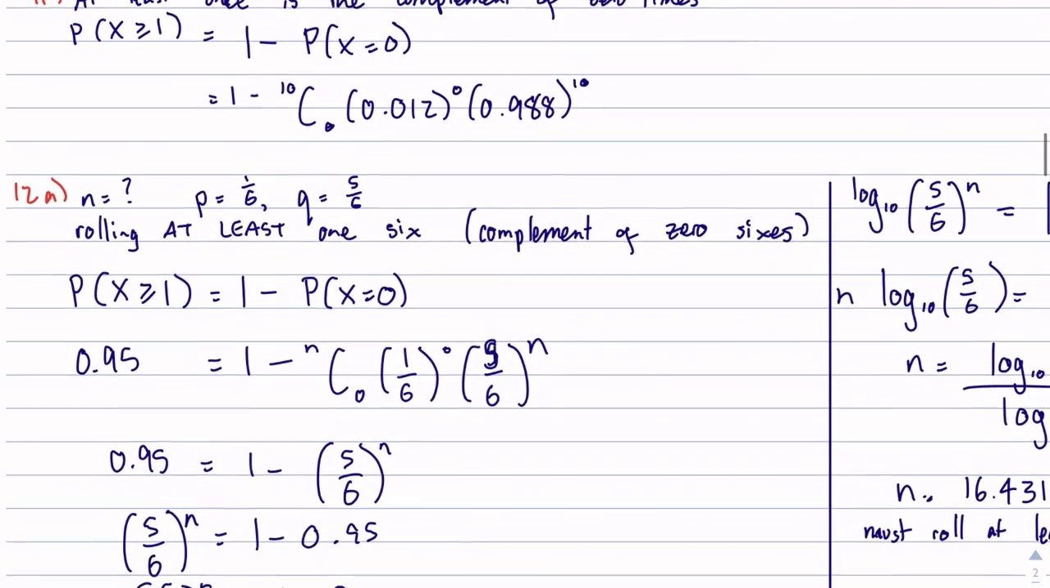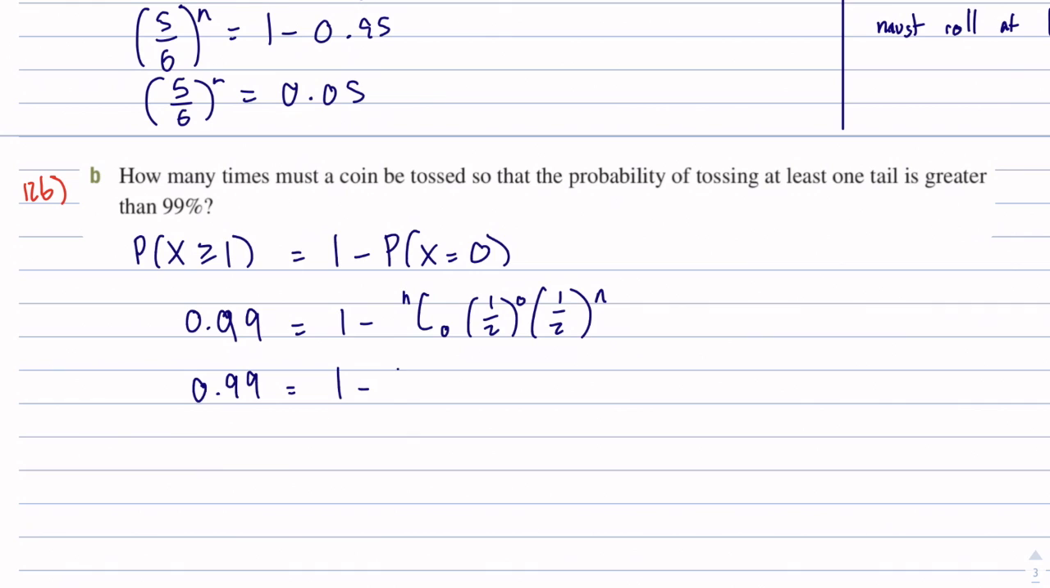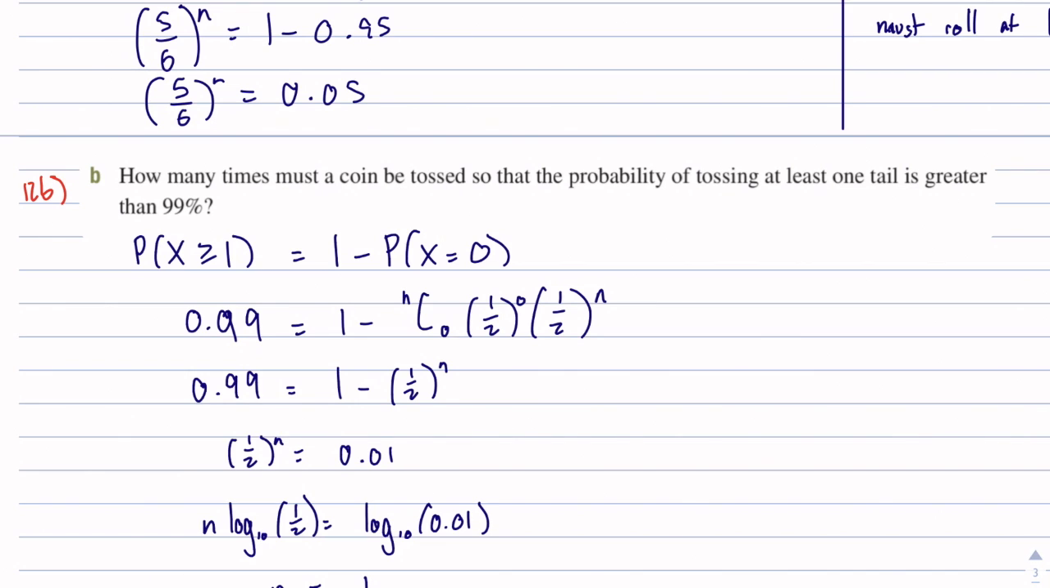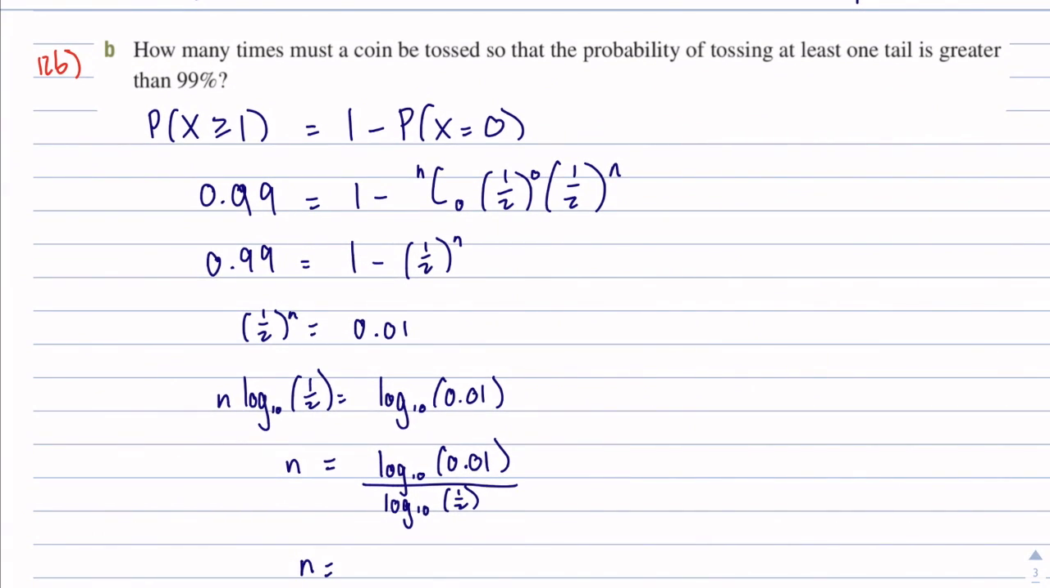And we went over that, didn't we? Yeah. Anything C0 is 1, so we've just got 1/2 to the n, which means 1/2 to the n is 0.01, which means n log base 10 of 1/2 is log base 10 of 0.01, which means n is log base 10 of 0.01 over log base 10 of 1/2, which means we would have had to do it, cheating right now, hang on, 6.644, etc. So at least 7 times. That's how you do those questions.